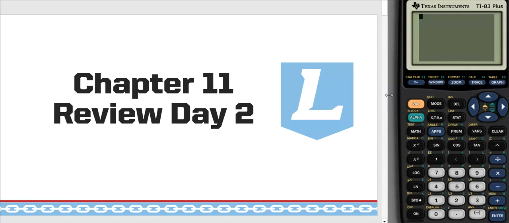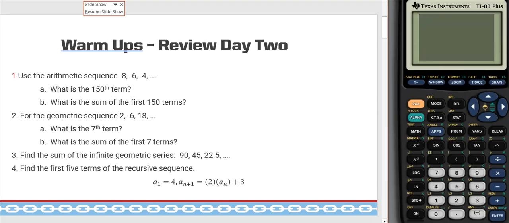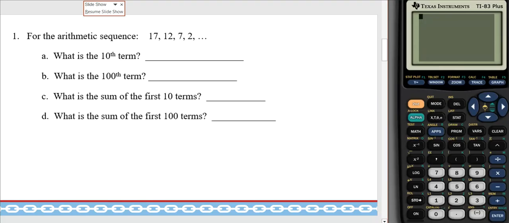Reviewing today for the Chapter 11 test. We have some formulas that we will be using today. They'll be on your formula sheet that you will have access to on the test.